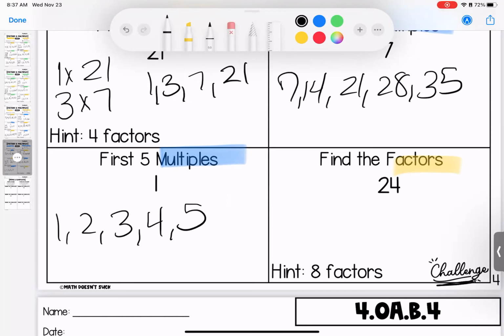Factors of 24. This is a challenge. There are 8 of them. We have 1 times 24. We have 2 times 12. We have 3 times 8, and we have 4 times 6.